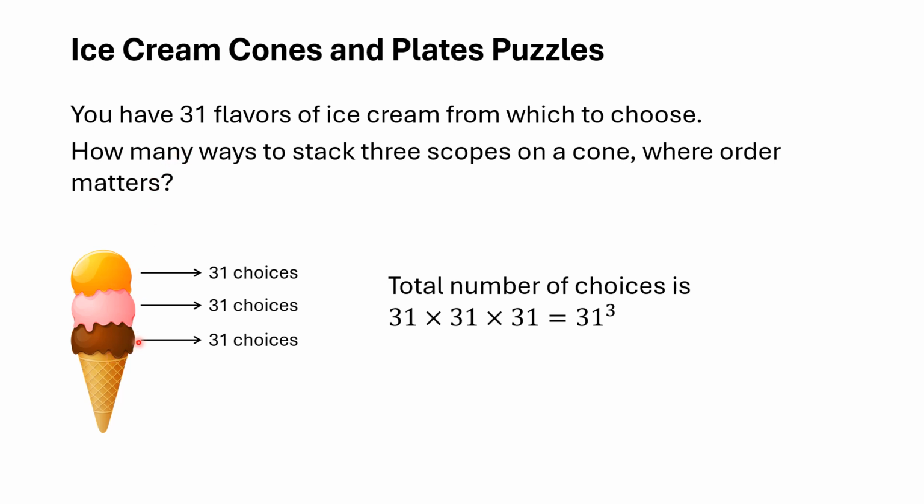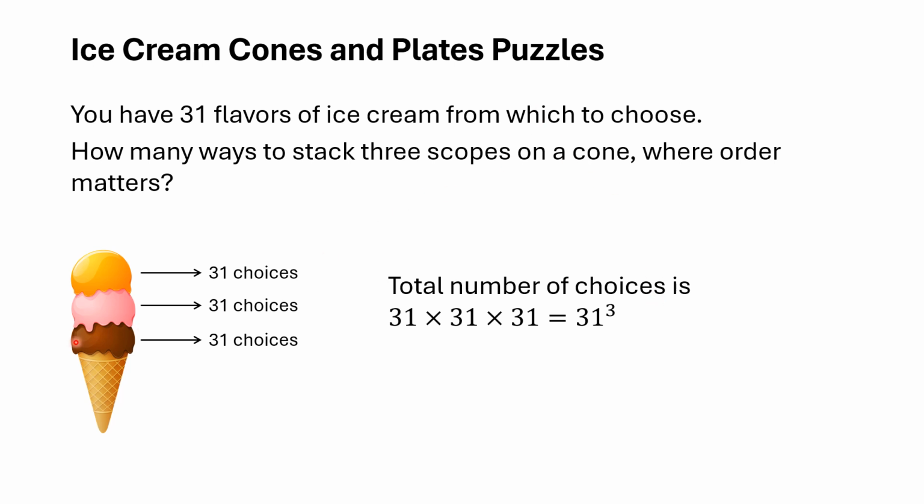So we can, and you can have multiple scoops. So if you really like chocolate, you could have 3 scoops of chocolate, or you could do chocolate, strawberry, and then another chocolate, or anything you want, and the order does matter here. So you have 31 choices for the first, 31 for the second, and 31 for the top scoop, and that just gives us 31 cubed.